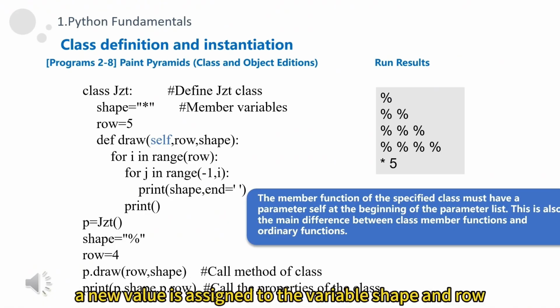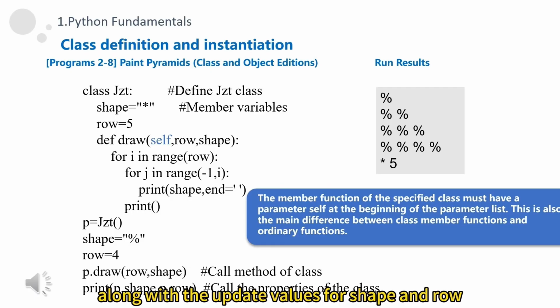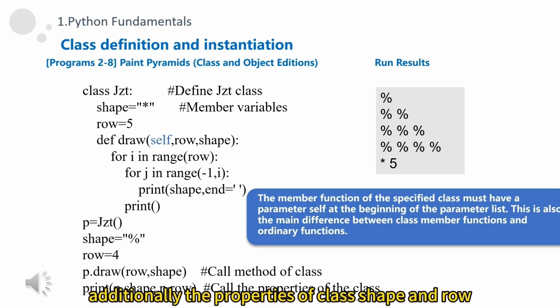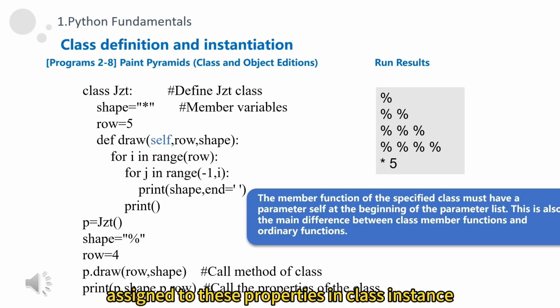Then, a new value is assigned to the variables shape and row. Finally, the draw method of the class is called using the instance p, along with the updated values for shape and row. The pattern is printed based on the provided parameters. Additionally, the properties of the class, shape and row, are printed using the statements print p.shape and p.row. This displays the values assigned to these properties in the class instance.